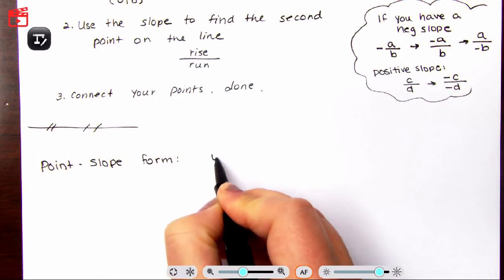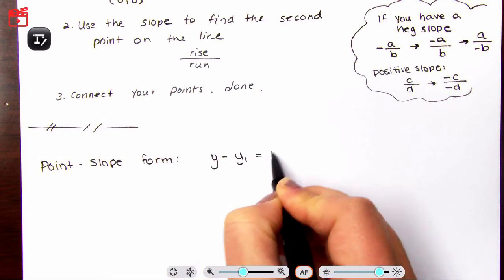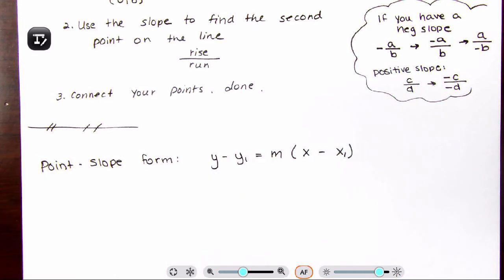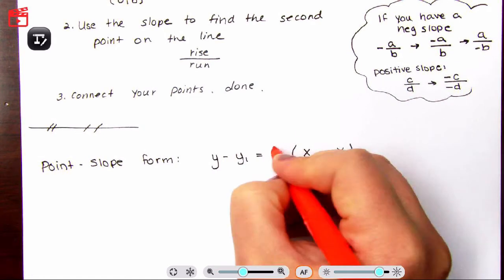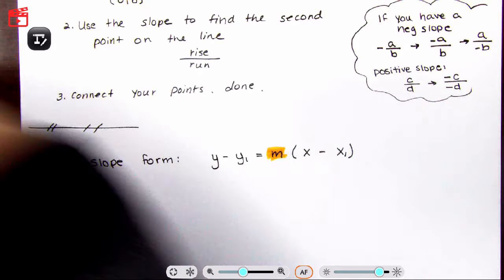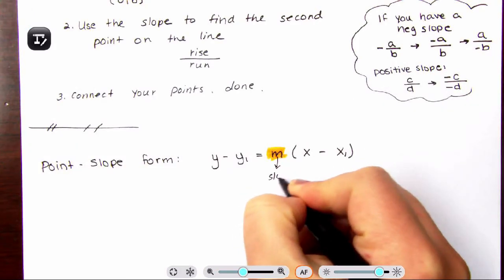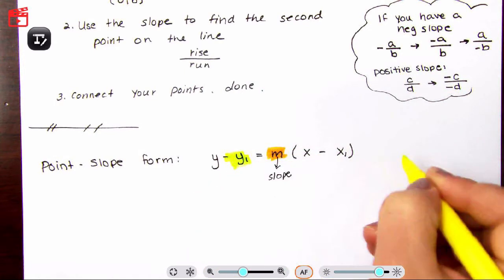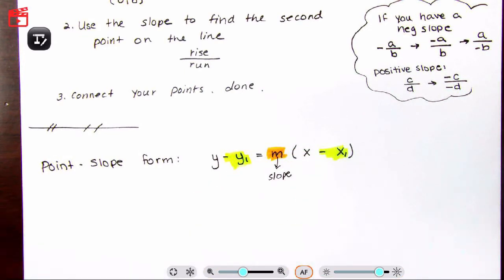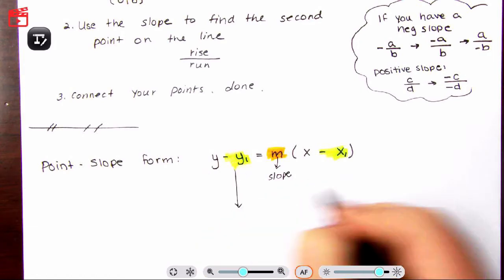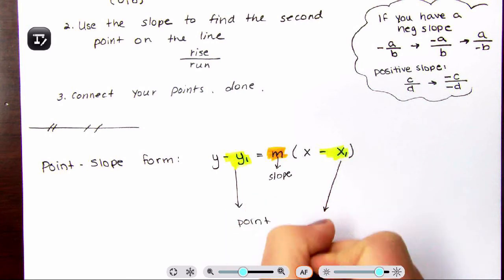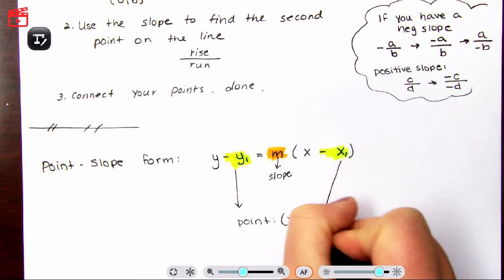And point-slope form is y minus y1 equals m parentheses x minus x1. Now this is pretty cool, I think, in my opinion. M is the same. It is your slope. Then you're going to have this y1 and you're going to have this x1. This is going to be your point. And remember, you have an x1, comma, y1.